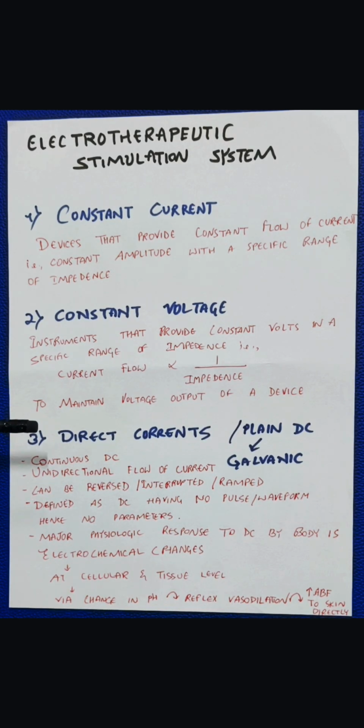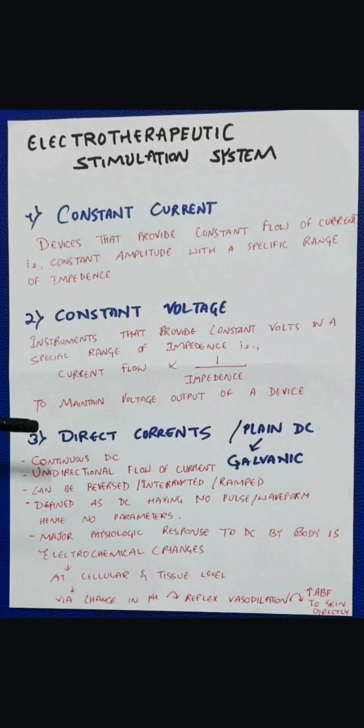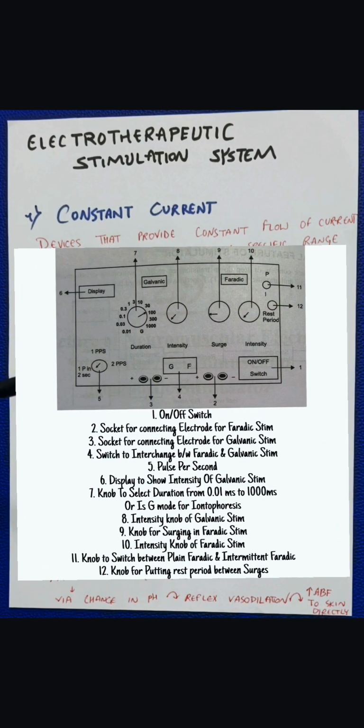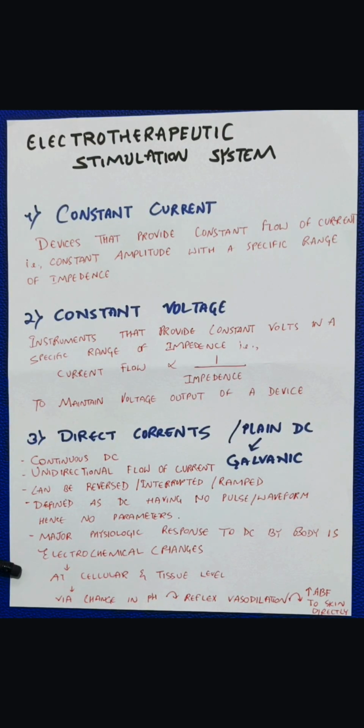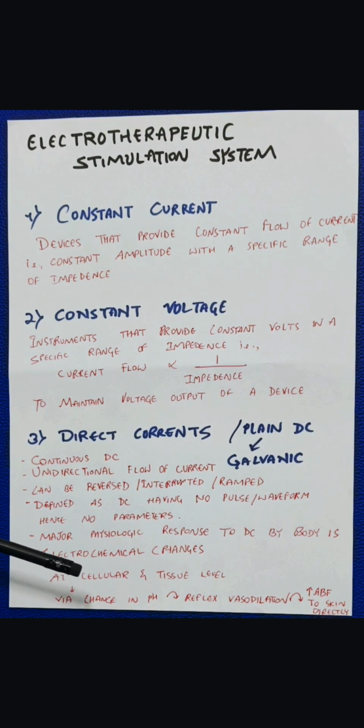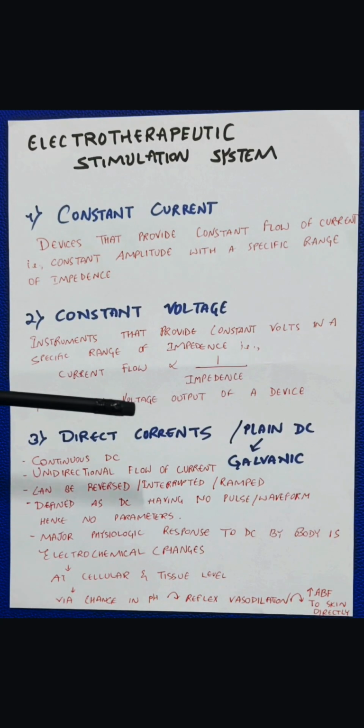We have direct currents, also known as plain direct current or galvanic current. These galvanic currents are continuous direct currents. They flow unidirectionally. They can be reversed, interrupted or ramped. Galvanic currents are defined as direct currents having no pulses or waveforms, hence no parameters. The major physiologic response to direct current by the body is electrochemical changes. That happens at the cellular and tissue level via change in pH of the skin underneath the electrode, causing reflex vasodilatation and thereby increasing the arterial blood flow to the skin directly.